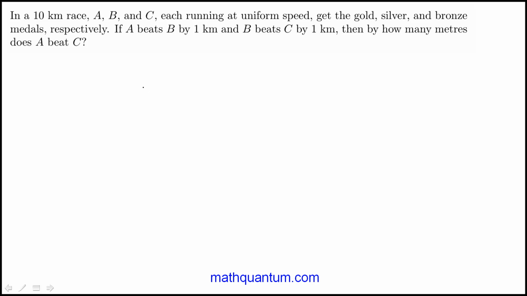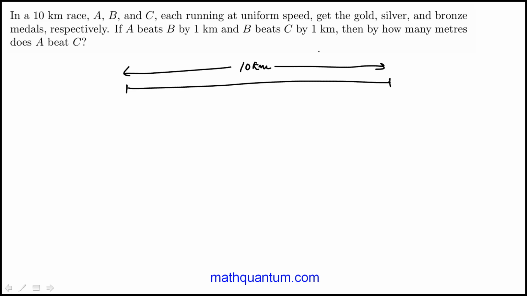So this is a standard type of question. I've seen variations on other CAT exams as well. So this is a 10-kilometer race, and they're all running at uniform speed. A gets gold, and A beats B by 1 kilometer, which means if A gets to the finish line, B is here and is 1 kilometer behind.